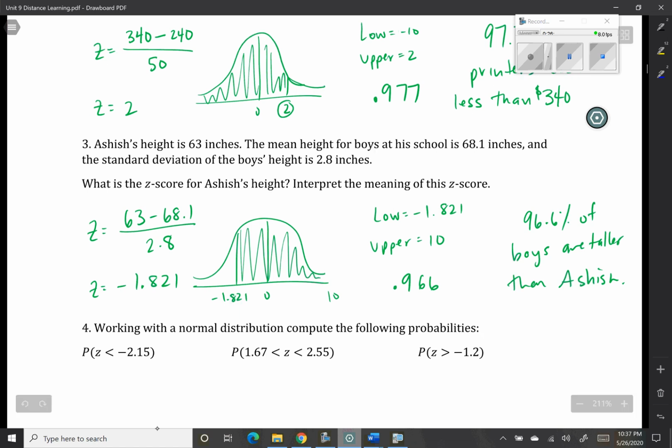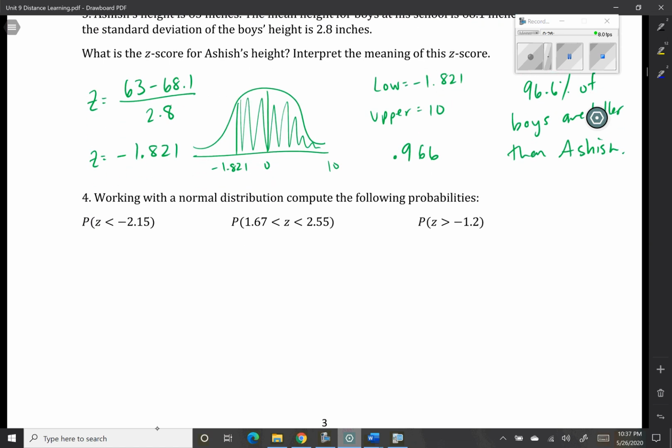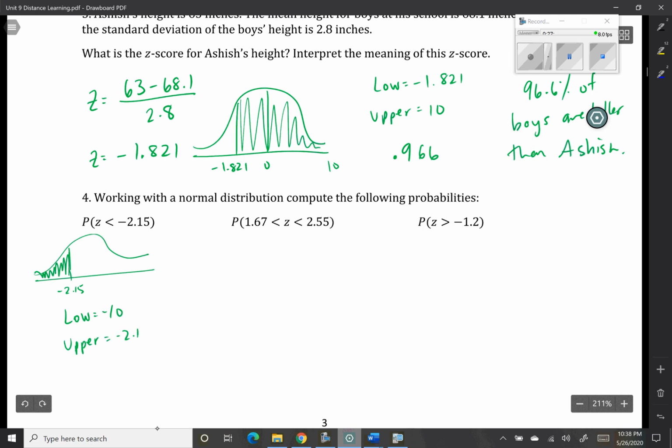Number 4 says, working with normal distributions, we can calculate the following probabilities. So this probability, that's what we're finding here. We're calculating the probability that you're falling above or below a certain number. So here we want the z-score to be less than negative 2.15. We have negative 2.15, and we want to calculate lower. Less than means lower. So the lower z-score we'll use is negative 10. The upper z-score that we'll use is negative 2.15.